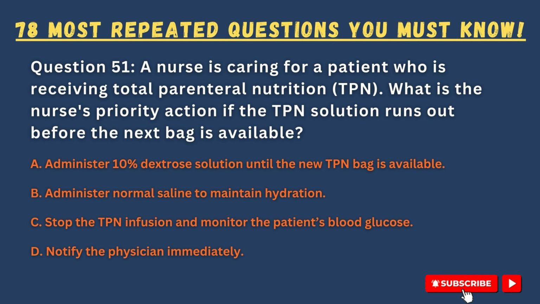Question 51. A nurse is caring for a patient who is receiving total parenteral nutrition, TPN. What is the nurse's priority action if the TPN solution runs out before the next bag is available? A. Administer 10% dextrose solution until the new TPN bag is available. B. Administer normal saline to maintain hydration. C. Stop the TPN infusion and monitor the patient's blood glucose. D. Notify the physician immediately.